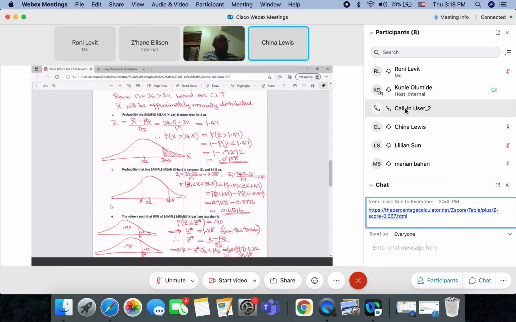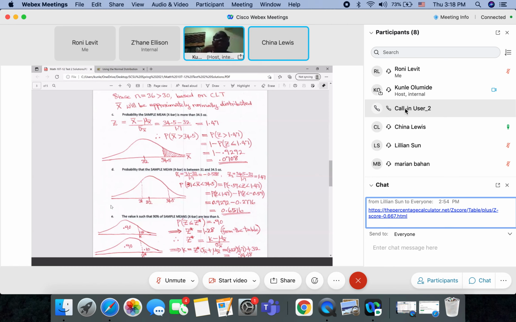For your second line after probability of Z is greater than 1.47, and then the next line after that, you see how you put 1 minus probability of Z is less than or equal to? I just put less than.